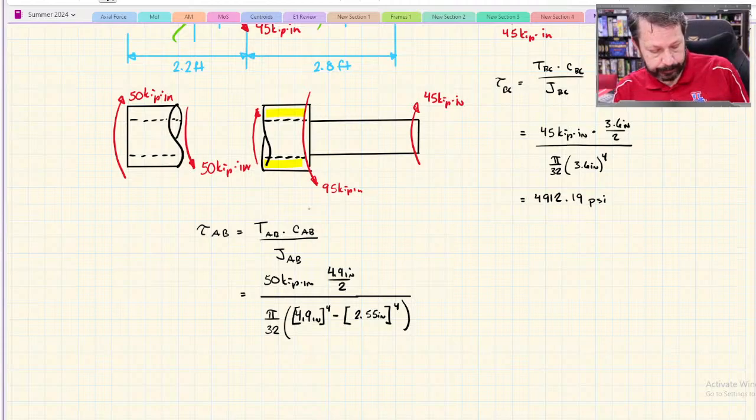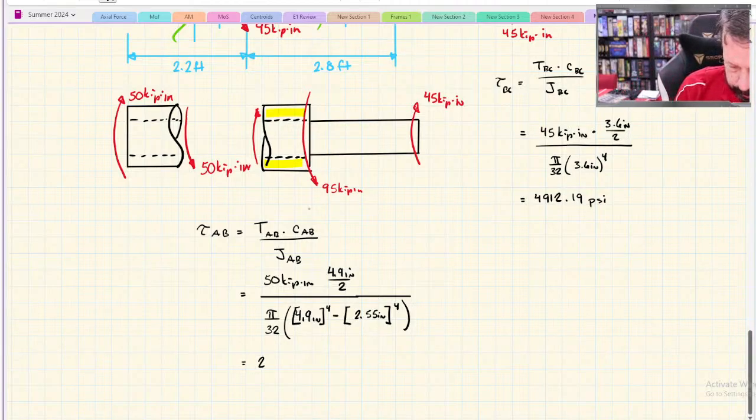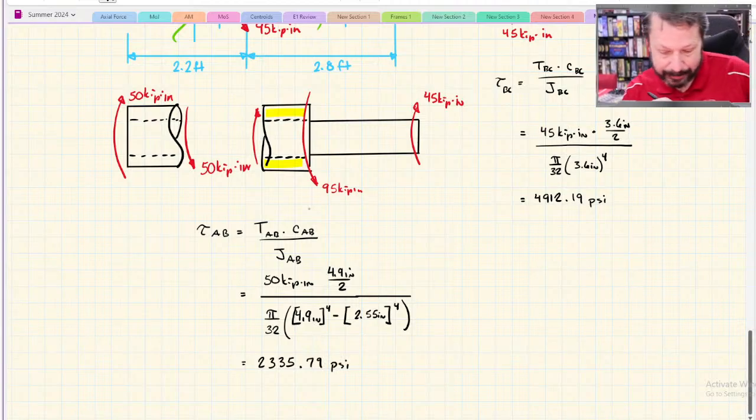50,000 times 4.9 divided by 2 divided by the denominator. 2335.79 psi.